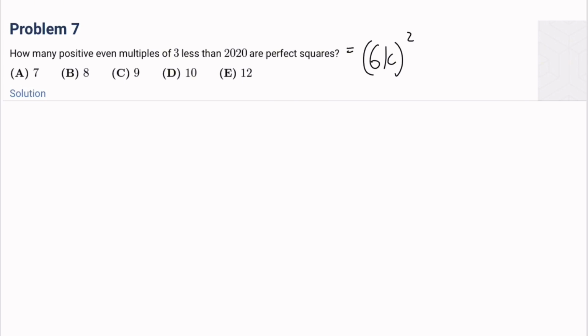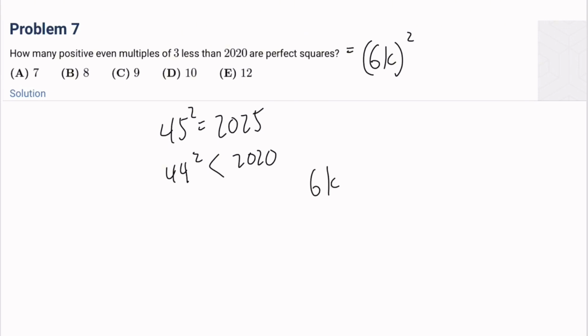And it has to be less than 2020. But then we know that 45 squared equals 2025, right? So that means 44 squared will be less than 2020, obviously, right? This is like 1936, I believe. And so that means 6k can be less than or equal to 44, but then this has to be positive, so k can't ever be negative, right?